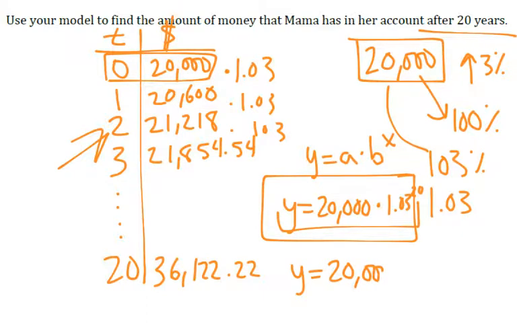So we'd go y equals 20,000 times 1.03 to the t, because we wanted to do it with time. And maybe instead of y, we should change that to f of t, be super fancy. That's our money, right?